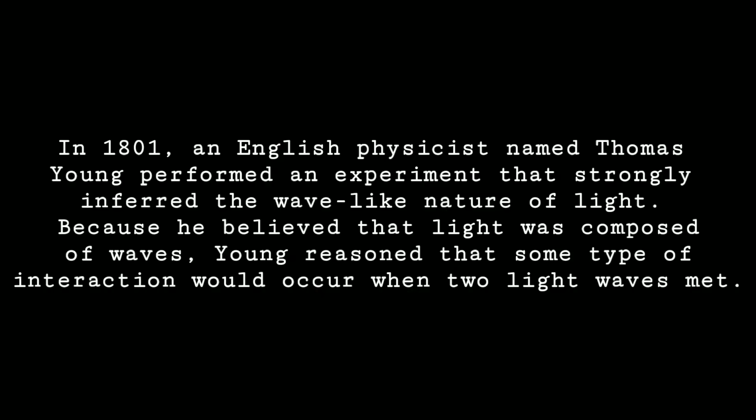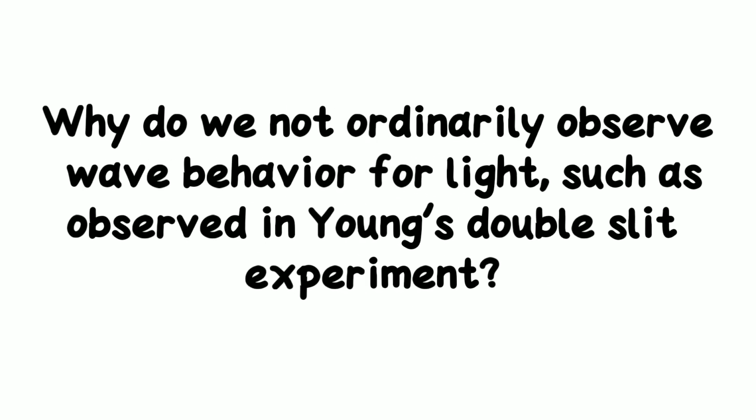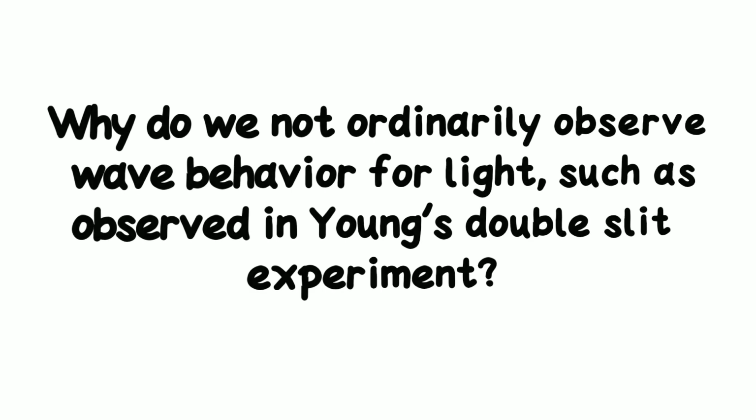Today, I am going to discuss the Young double slit experiment. In 1801, an English physicist named Thomas Young performed an experiment that strongly inferred the wave-like nature of light. Because he believed that light was composed of waves, Young reasoned that some type of interaction would occur when two light waves met. Why do we not ordinarily observe wave behavior for light, such as observed in Young's double-slit experiment?